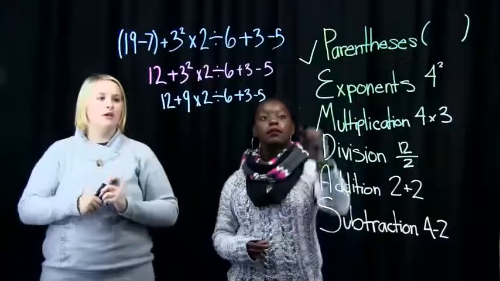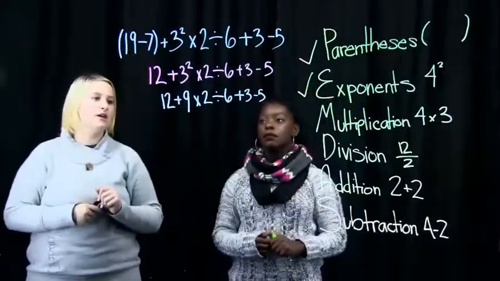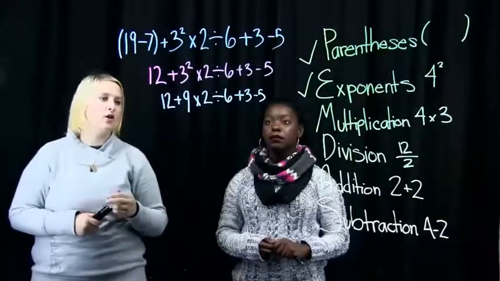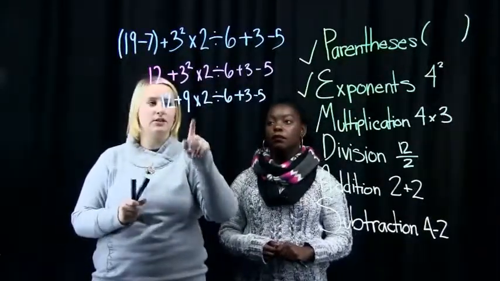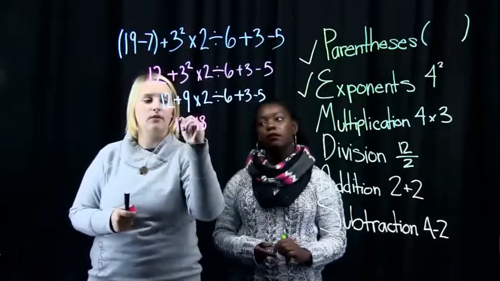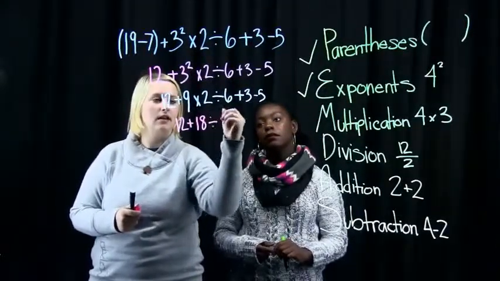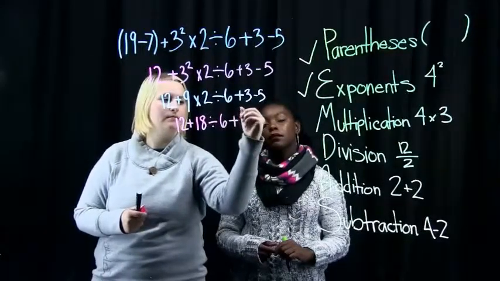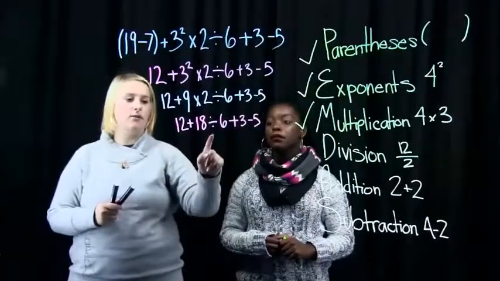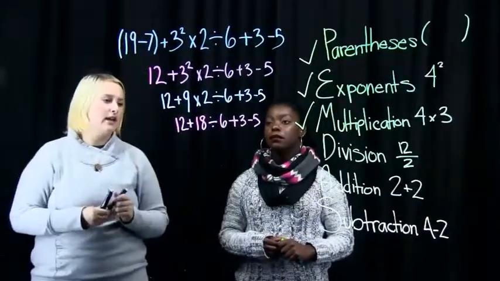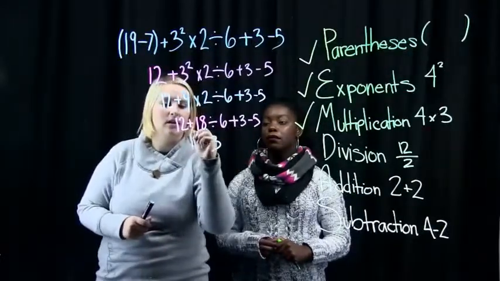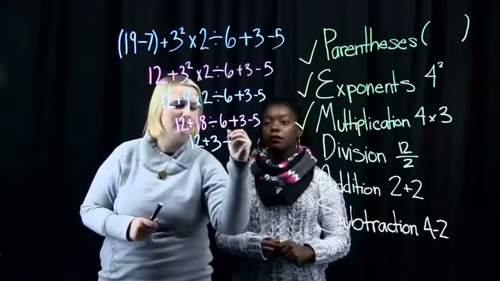So now we go to multiplication and division, and like we've said multiple times, you just go from the left to the right on your multiplication and division. So first is 9 times 2, so that's 18. So 12 plus 18, and continue writing out the rest of the problem. So now we go to the second one, which happens to be division. So we take 18 divided by 6, which is 3, and write out the rest of the problem.